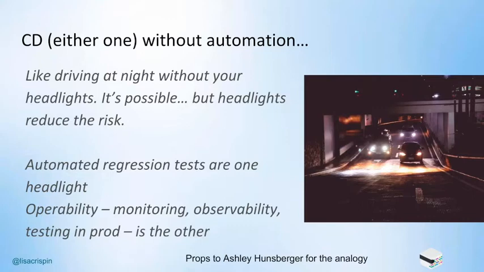But in general, in most contexts, it's like driving at night without your headlights. We can do it, but if we turn on our headlights, it would be so much better. And so Ashley says that automated regression tests are one headlight, and testing in production, operability, monitoring, all those other things, learning from production, is the other. And I think for testing and quality, we have both these approaches now, not just automated regression tests, but testing before we release and testing after we deploy are both important.